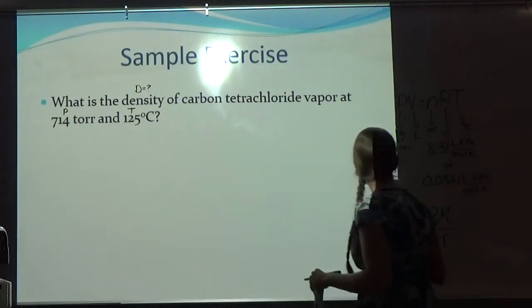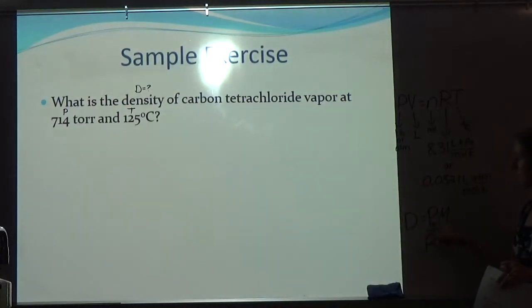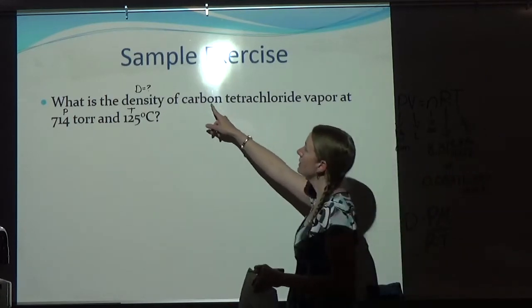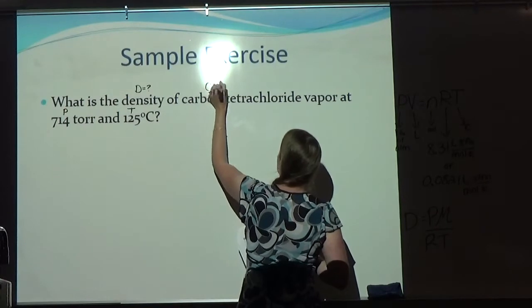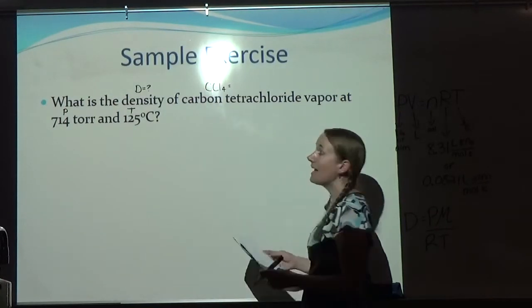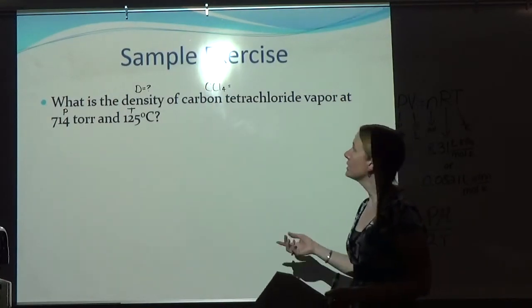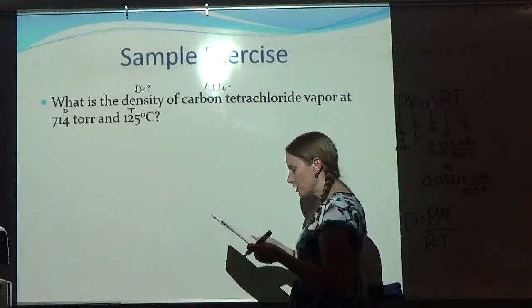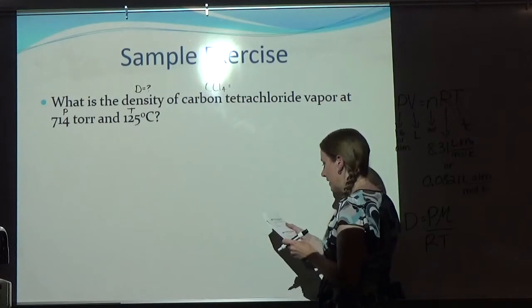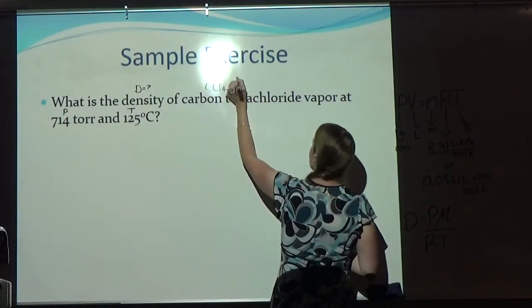So if you look, I have a pressure, I always have R, and I have a temperature, but what I'm missing is my molar mass. Well, it told me what the substance is. It's carbon tetrachloride, so CCl4. So I can just add the molar mass up off the periodic table. Carbon's 12, chlorine is about 35 times 4, so when I add that up, I end up getting about 152 grams per mole.